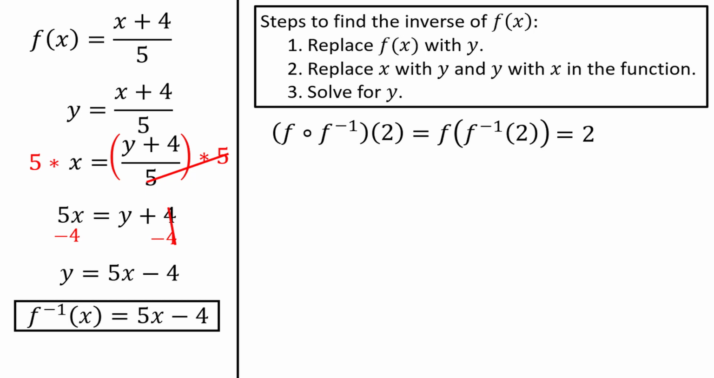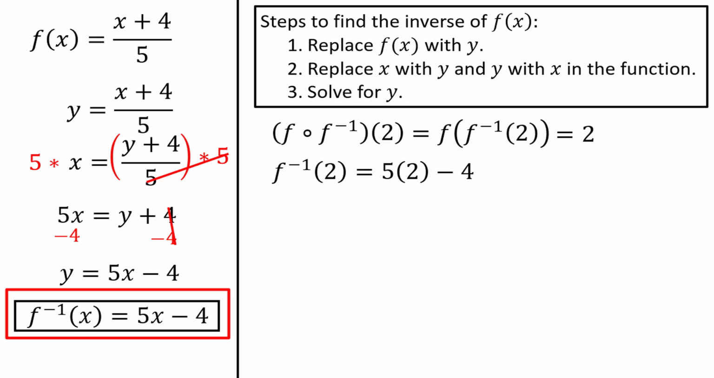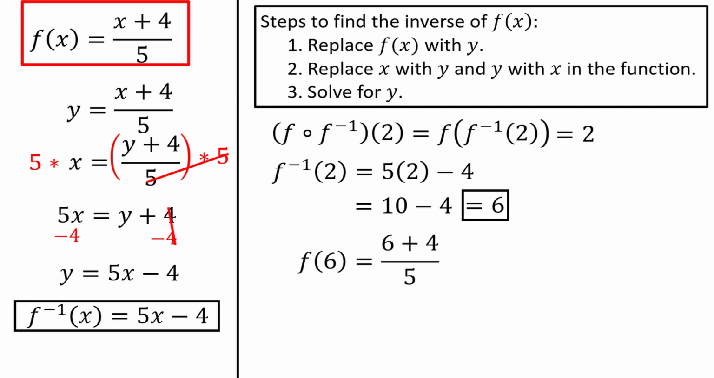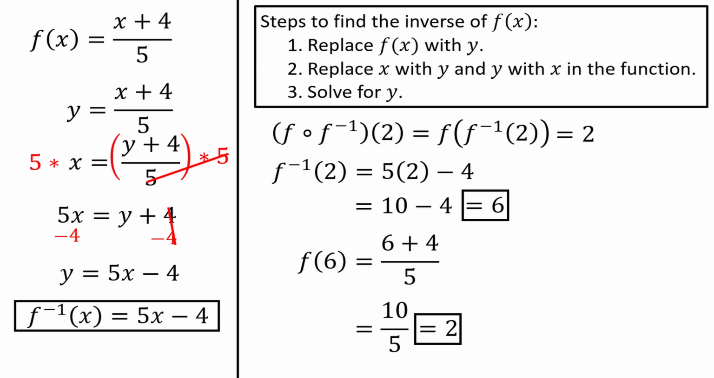Don't believe me? Let me show you. F negative 1 of 2 is equal to 5 times 2 minus 4, which is 10 minus 4, or just 6. We should be able to plug 6 into f of x and get back the original input of 2. We have f of 6 is equal to (6 plus 4) divided by 5, which is 10 divided by 5, or 2, confirming my original statement that f of f negative 1 of 2 would be equal to the input of 2.